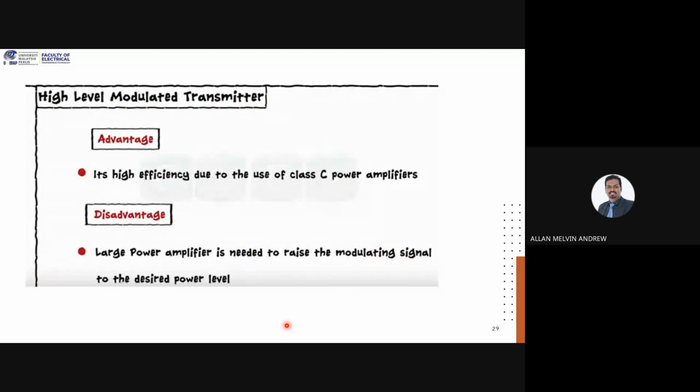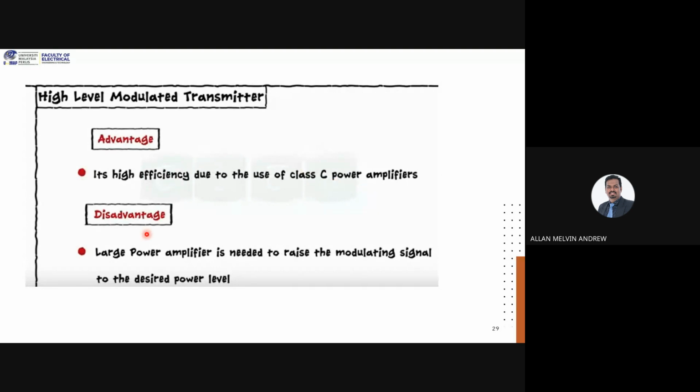Okay, so the advantage of the high level modulated transmitter is high efficiency due to the use of the class C power amplifier. Okay, so class C is a very efficient power amplifier, but usually when we are using more efficient equipment or components, the cost will be higher. So if you are ready for high cost, then you can consider this. Okay, so that's an advantage. It can have high efficiency due to the class C power amplifier.